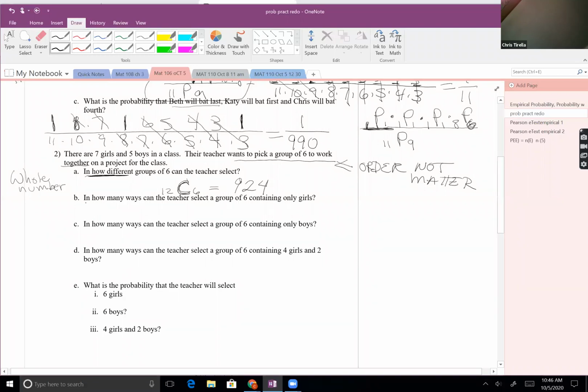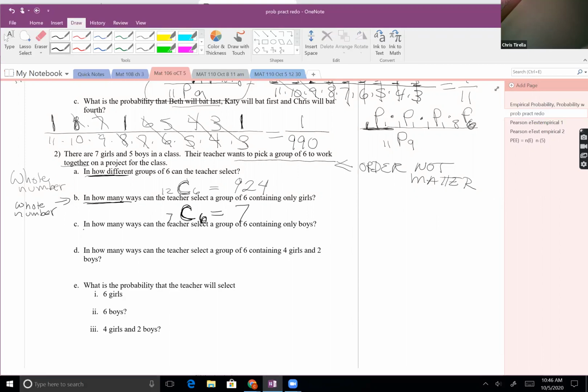Part B says how many ways? So this is also going to be a whole number. Order still does not matter, so it's a combination. We want a group of 6, so we're still selecting 6. But if we only want girls, how many are there to pick from? 7. That would be 7 combination 6, which is 7. Just remember, as a shortcut, 7 combination 6 should be the same as 7 combination 1.